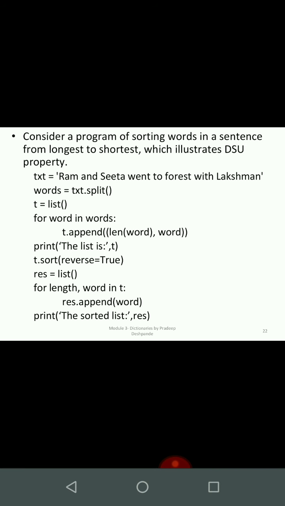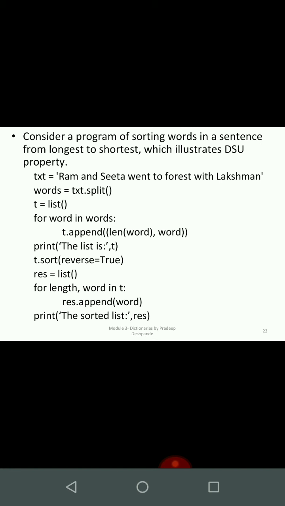So we have this example here, which is going to sort the words in a sentence from longest to shortest. Longest comes first and shortest comes later. So we have a text here: Ram and Sita went to forest with Lakshman. When we sort this, it should be Lakshman, forest, Sita, went, Ram, and, with, to, like this. First we split all these words into different words. There is a sentence here, so we have to split them separately.